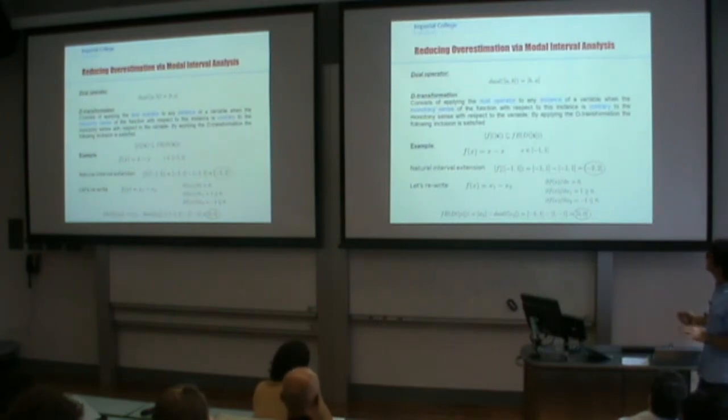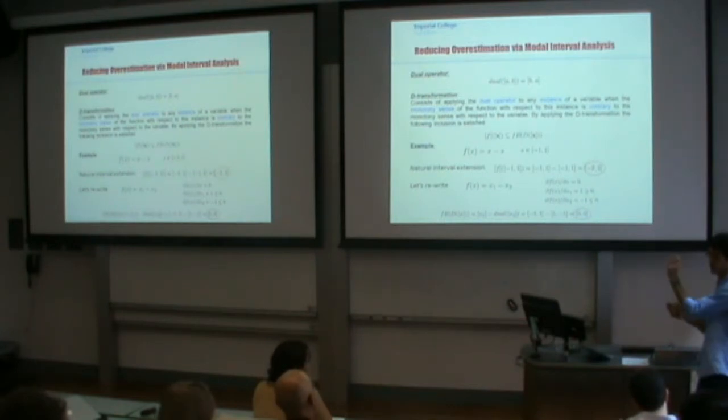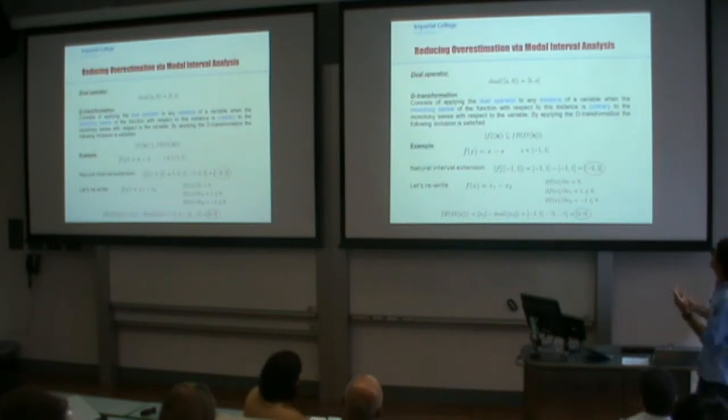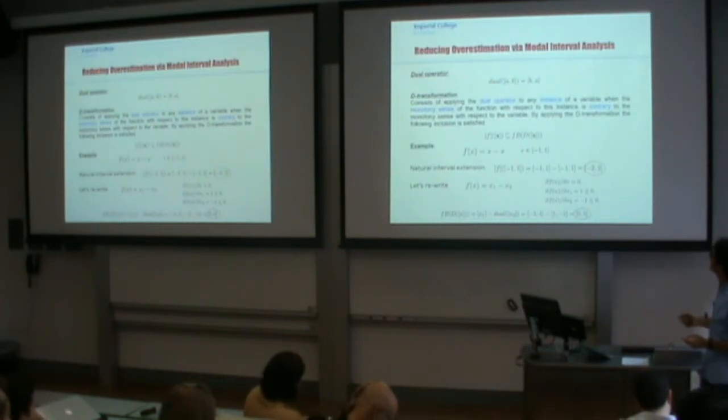Basically, what the B transformation does is apply the dual operator to the instances of the variable, so we have one variable with multiple instances inside the function. When the monotony sense of the function with respect to this instance is contrary to the monotony sense with respect to the whole variable, we apply the dual operator. Here we can see a very basic, trivial example.